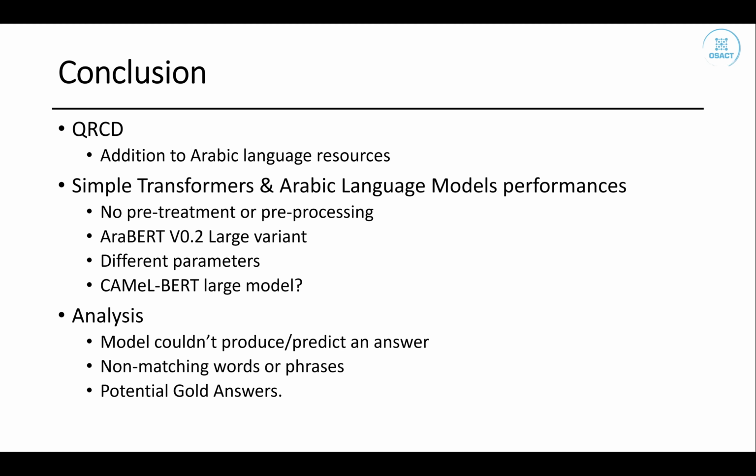And also we could have different parameters. We didn't really explore more about the hyperparameters that the simple transformers model has. That's our shortcoming. For the analysis, we just mentioned that the model could not always produce or predict an answer. We have also a problem with the non-matching words or phrases. Finally, we could have potential gold answers that could be added in the dataset.